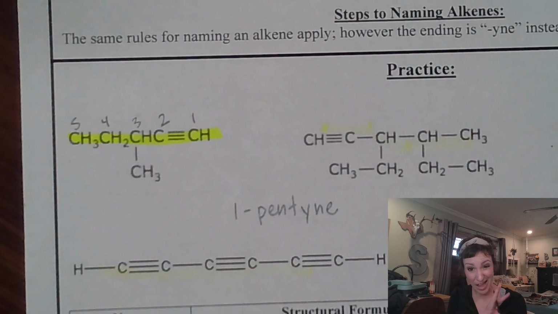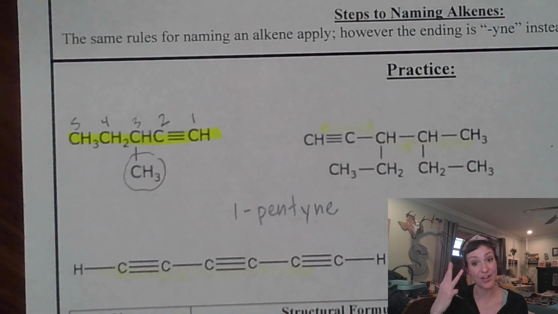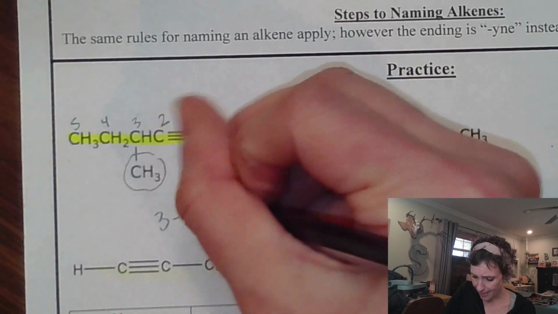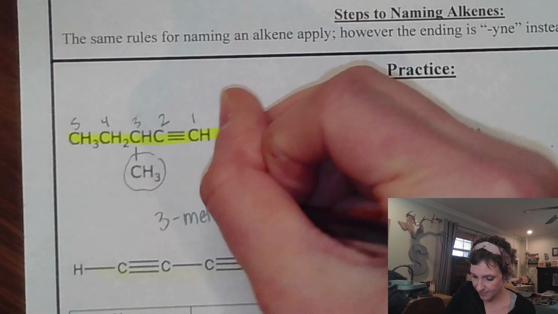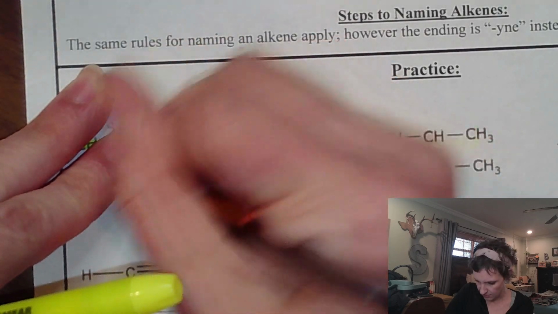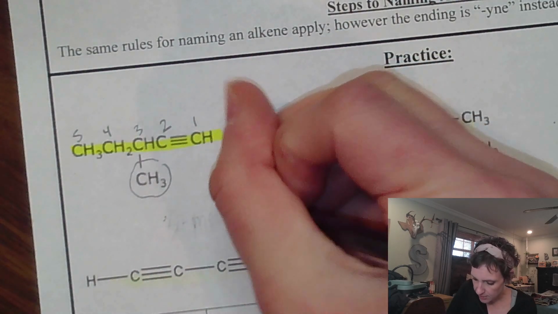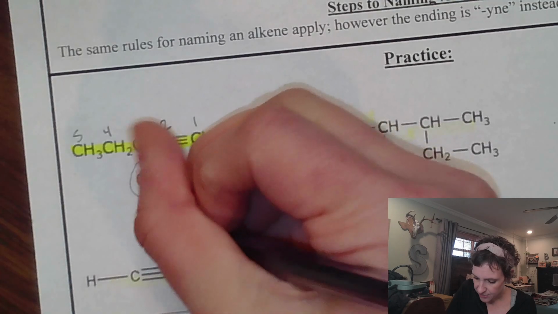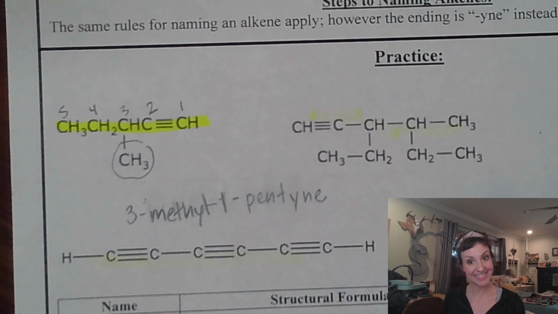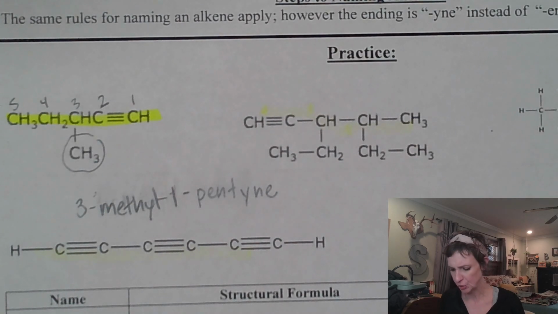Okay, but we do have a branch group to take care of here. We have got a methyl group coming off of the third carbon. So we have a 3-methyl. I did not give myself enough space. 1-pentyne. I'm not happy with that. I will erase that because I do not want y'all to be confused. Let's see. I feel like my 1 is a little bit shaky here. So 3-methyl-1-pentyne. Yes. Amazing.